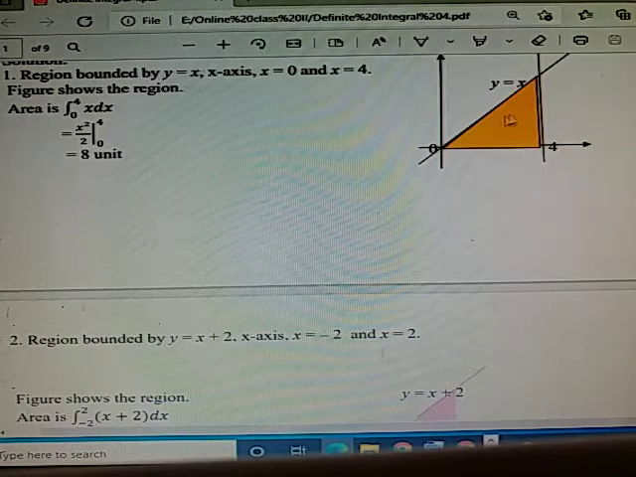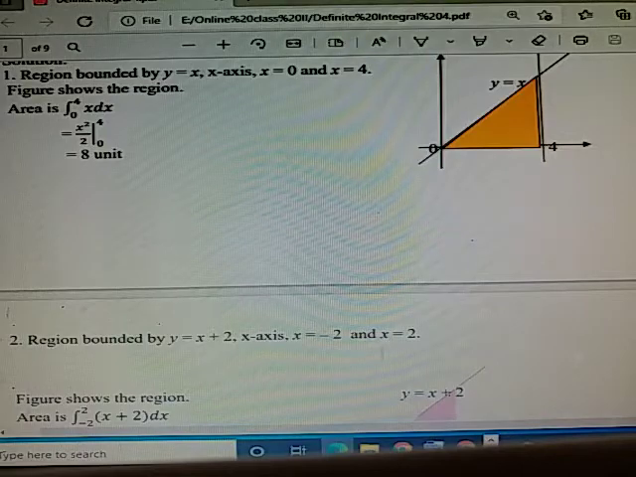This is the area of this triangle, it is forming a triangle, and using this formula we are evaluating this. So it is the integral of x dx, x varying from 0 to 4, and it is 8 units.